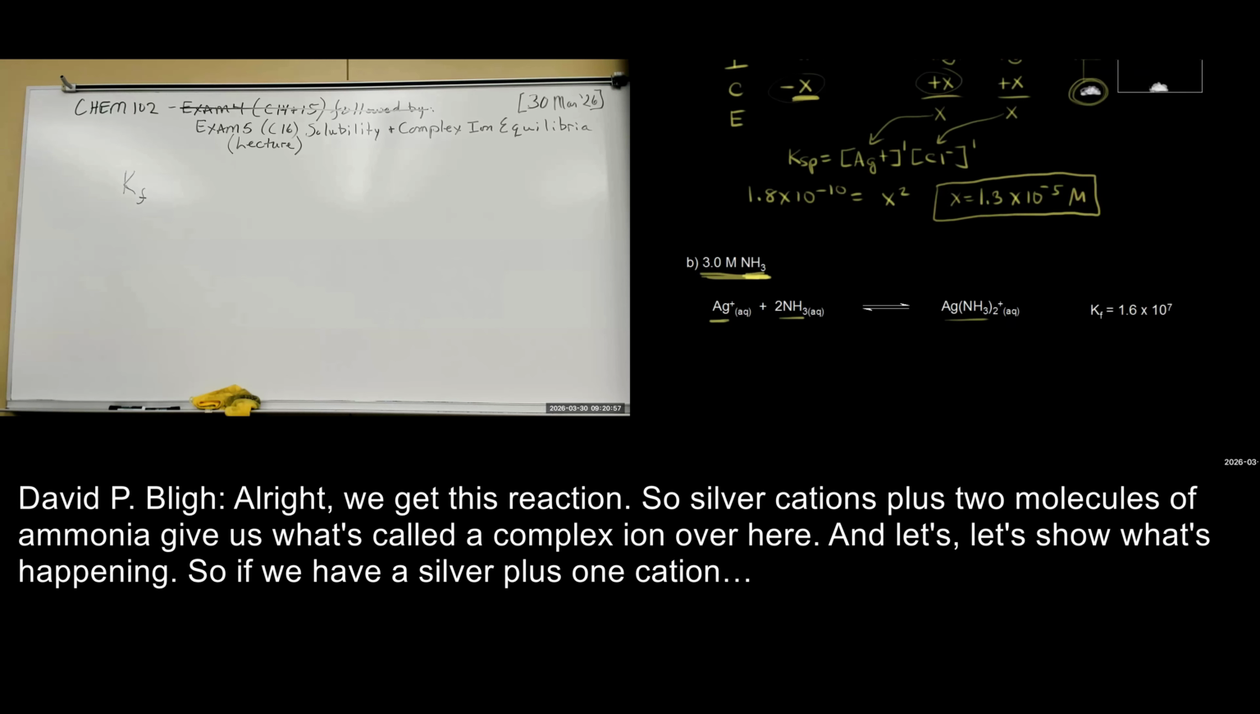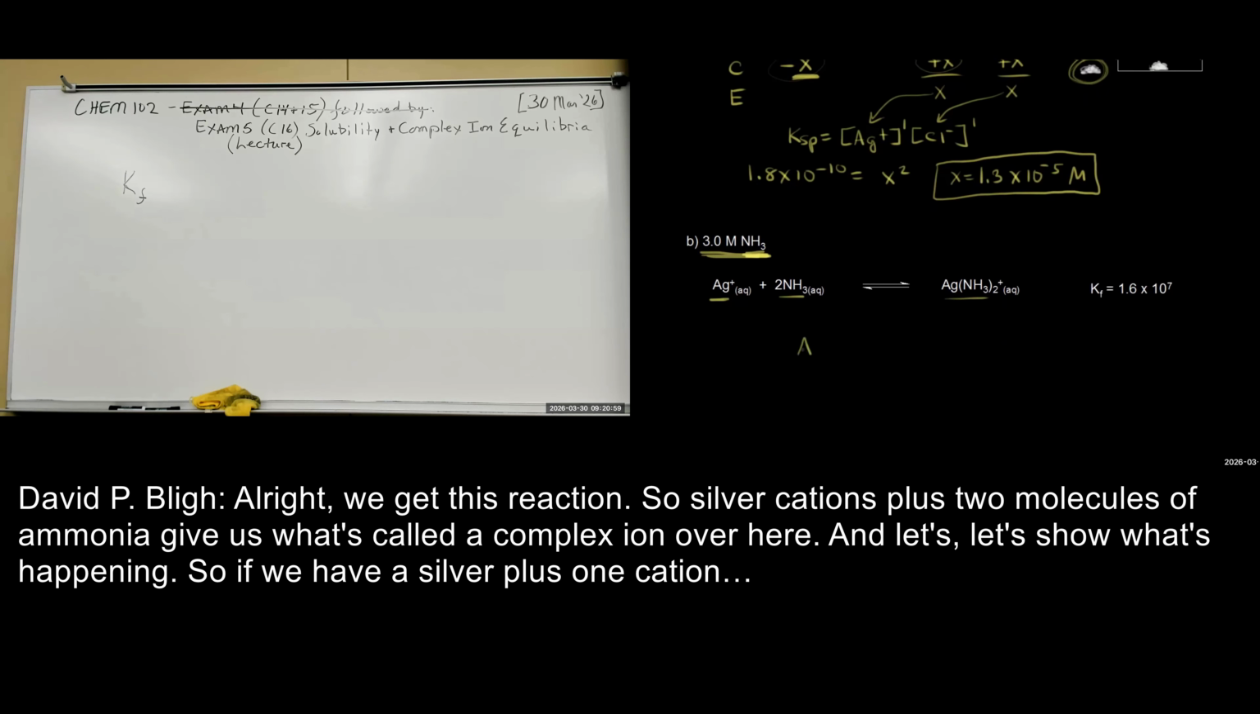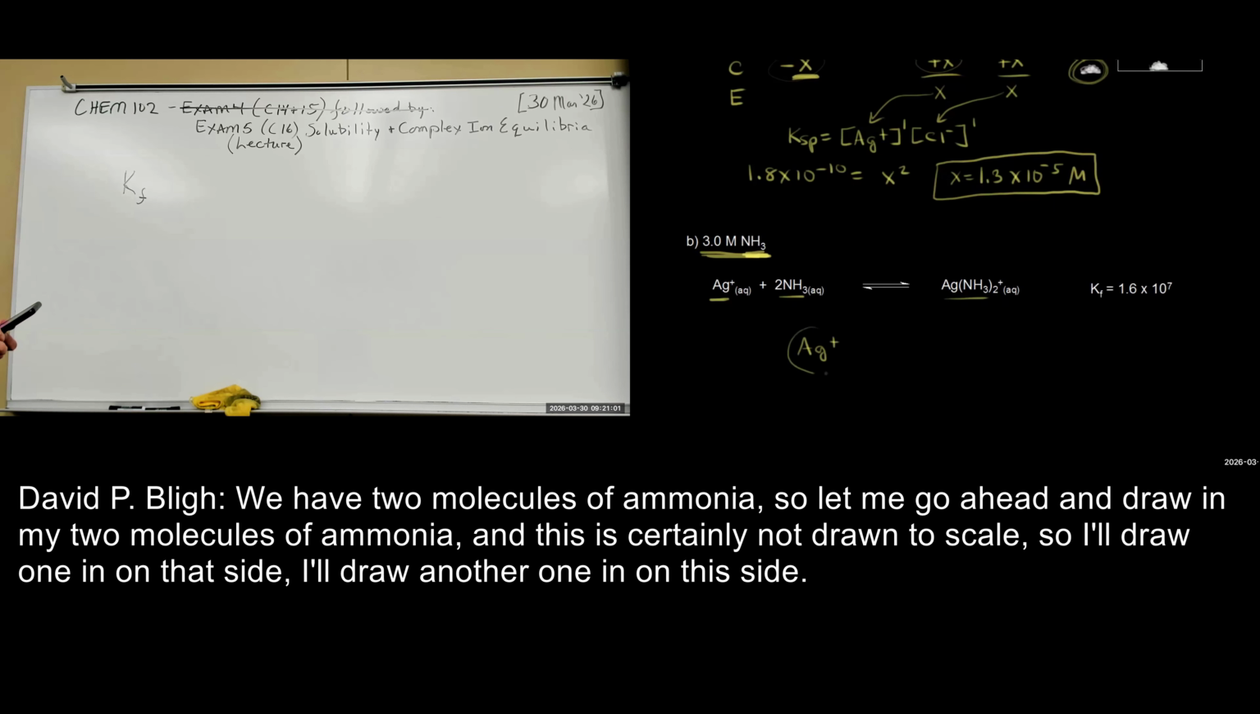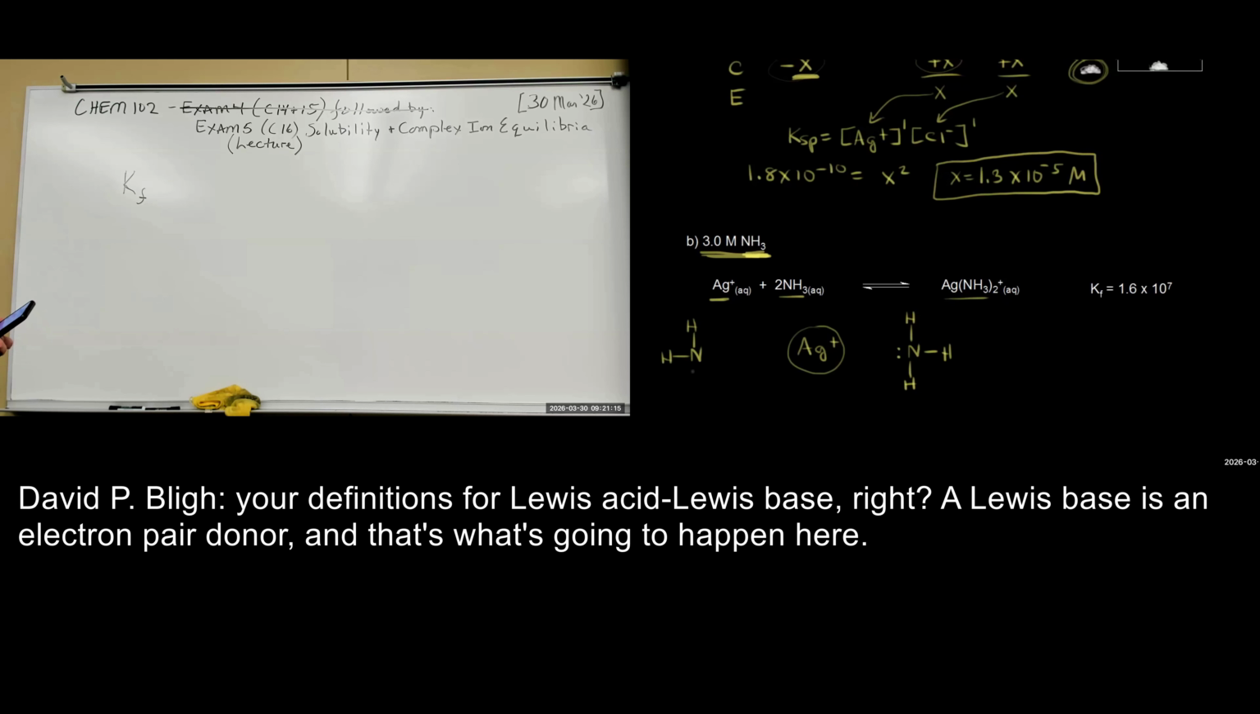And let's show what's happening. So if we have a silver plus 1 cation, right, we have 2 molecules of ammonia. So let me go ahead and draw in my 2 molecules of ammonia. And this is certainly not drawn to scale. So I'll draw one in on that side. I'll draw another one in on this side.